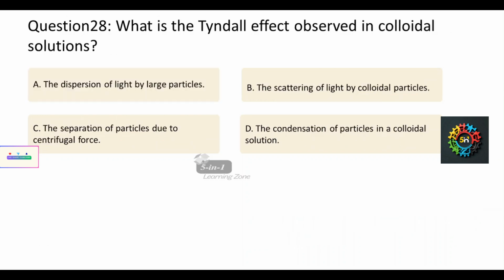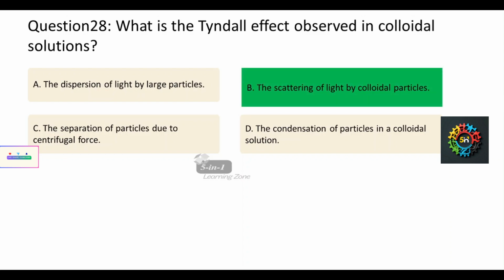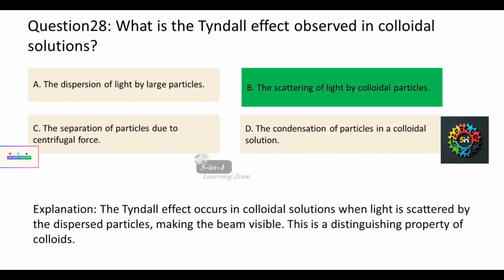Question 28. What is the Tyndall effect observed in colloidal solutions? Correct answer: B. The scattering of light by colloidal particles. Explanation: the Tyndall effect occurs in colloidal solutions when light is scattered by the dispersed particles, making the beam visible. This is a distinguishing property of colloids.